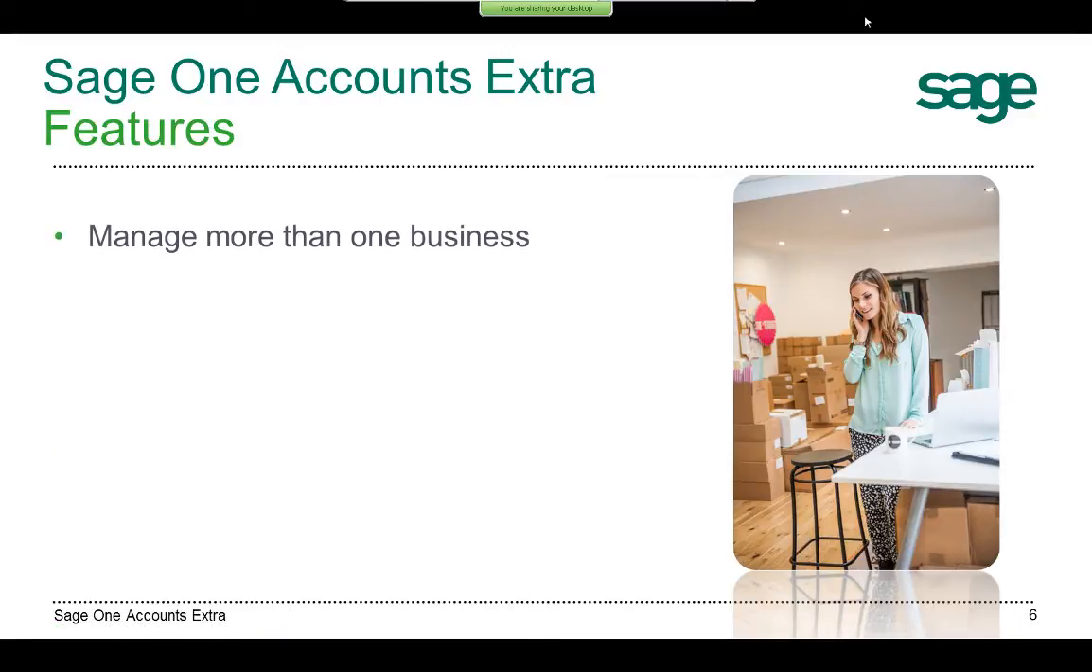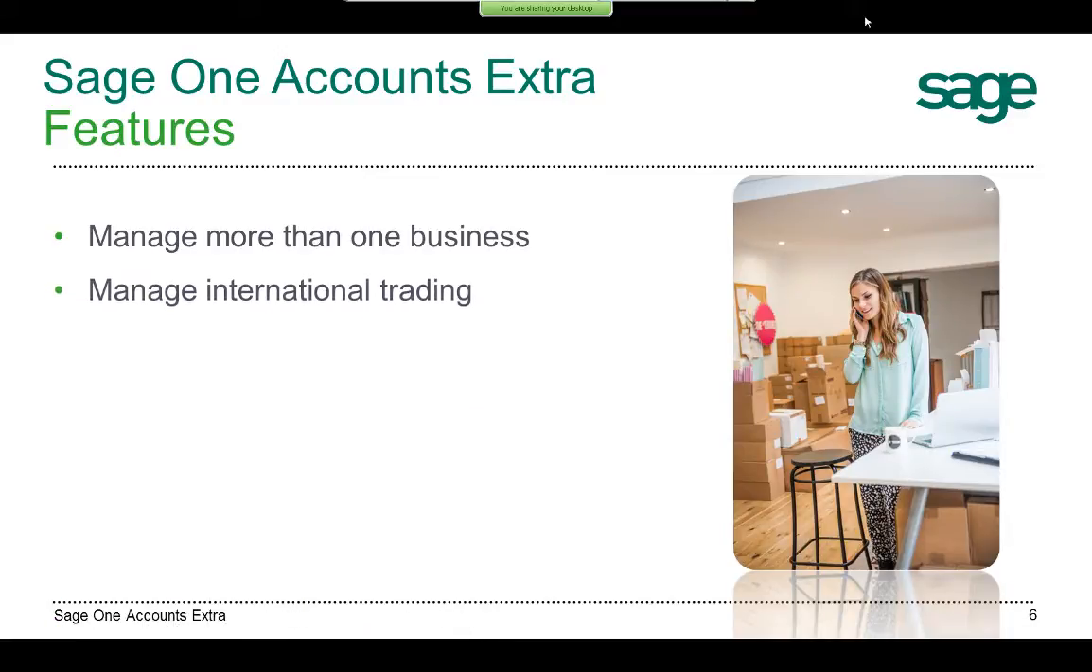So Sage 1 Accounts Extra is an online accounting service designed for growing businesses that want to trade abroad, control shared access, and also get some additional insight into the financial forecasts. So in terms of managing more than one business, if you've got any clients that are involved in more than one venture, and for tax and legal reasons you need to account for them separately, then this is the ideal solution. With Sage 1 Accounts Extra, you can set up multiple businesses and manage them with one single login.